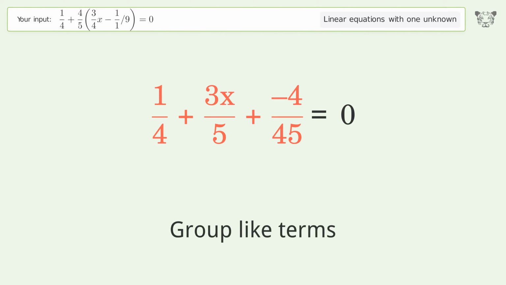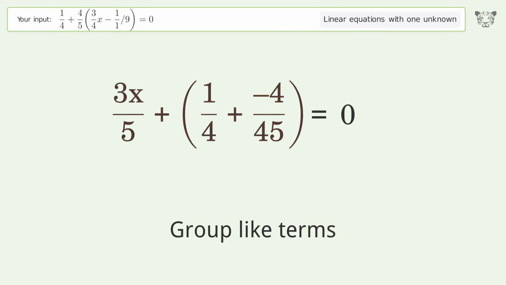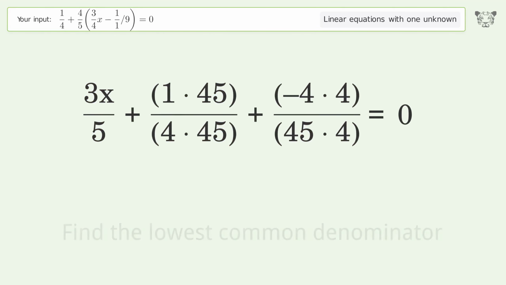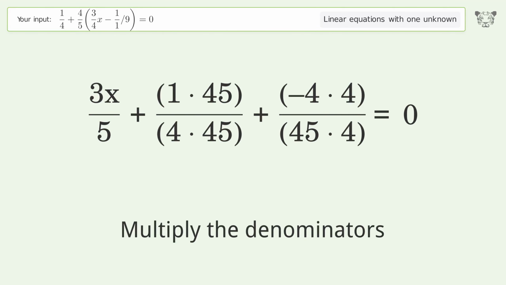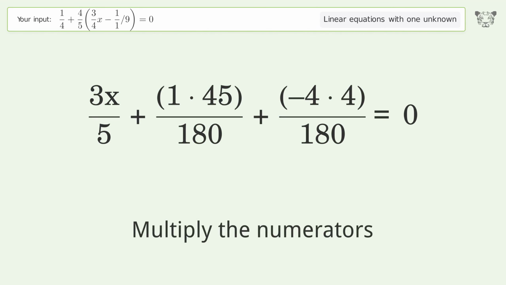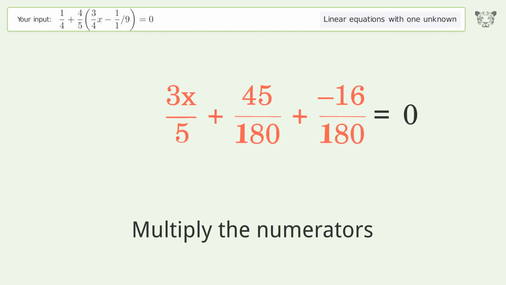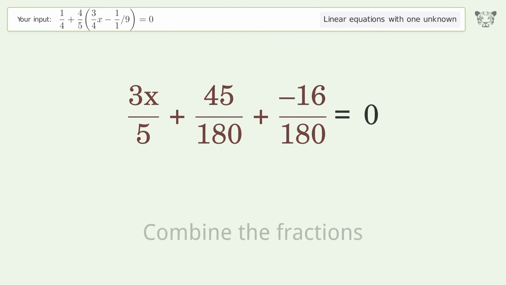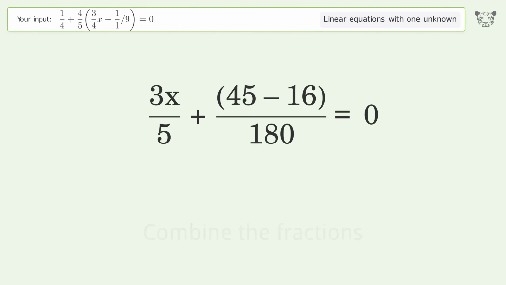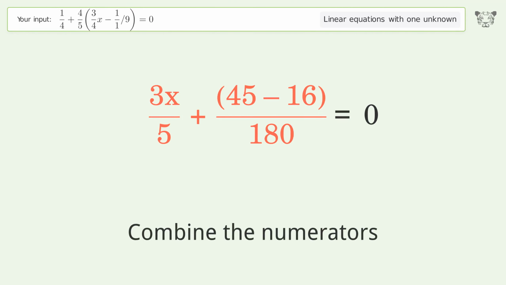Group like terms. Find the lowest common denominator. Multiply the denominators. Multiply the numerators. Combine the fractions. Combine the numerators.